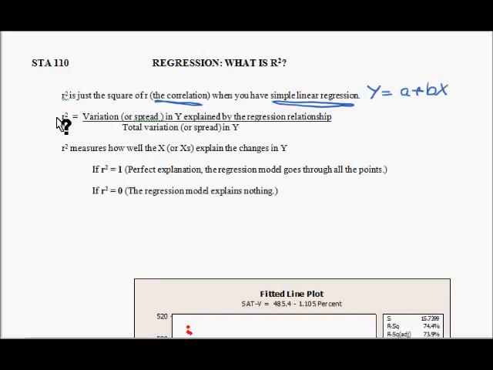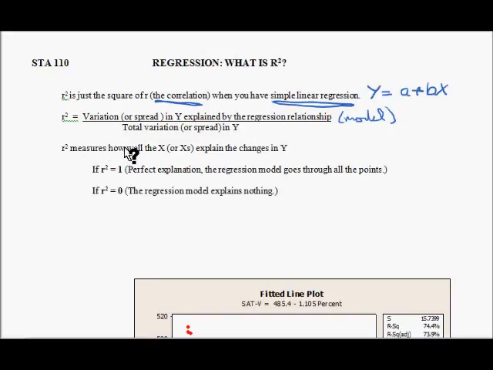The second definition is r squared is the variation or spread in y explained by the regression relationship, or by the regression model, the equation we've got here, divided by the total variation or spread in y. We'll look at that too and see how that works. We won't do the math of it, but we'll hopefully figure out how that works.